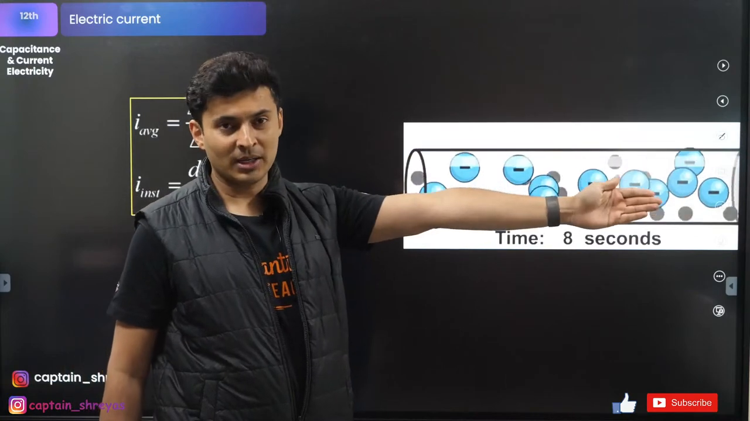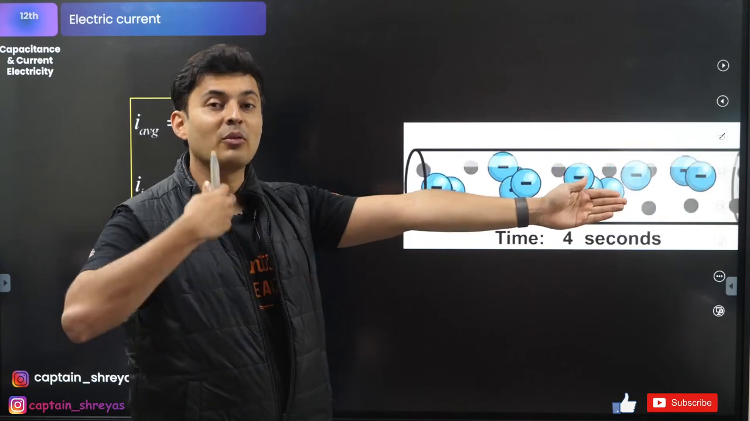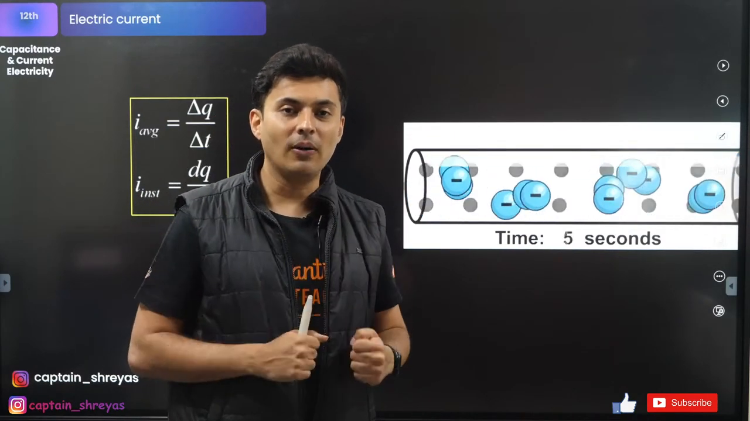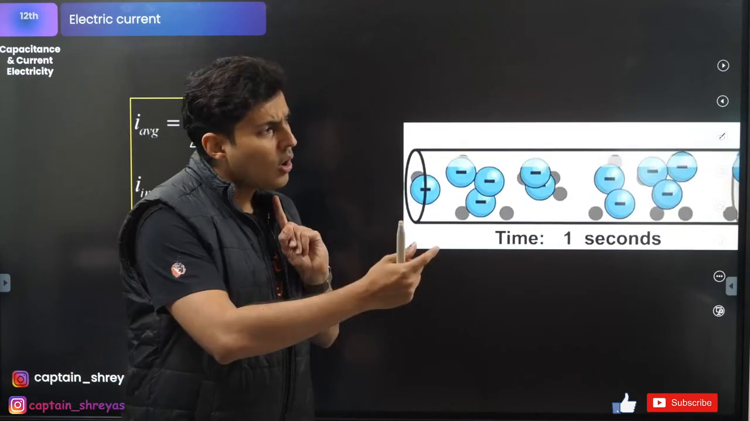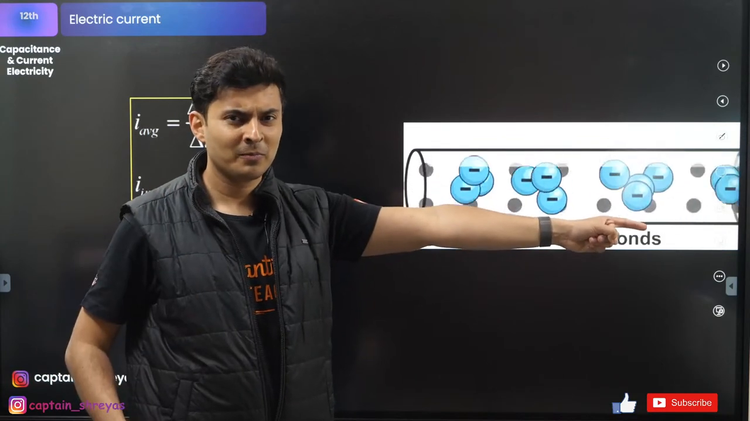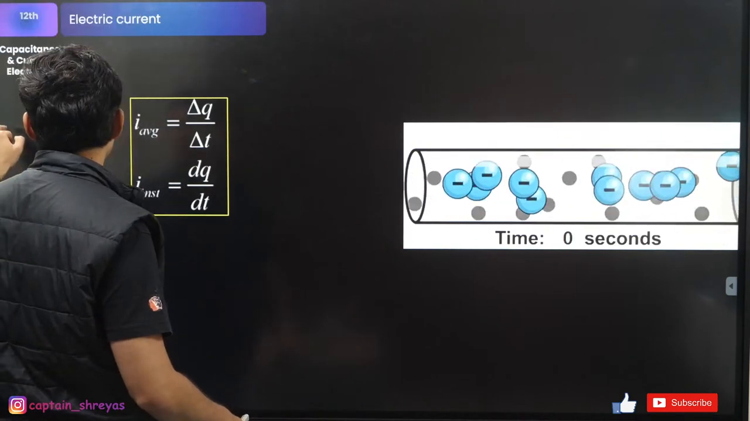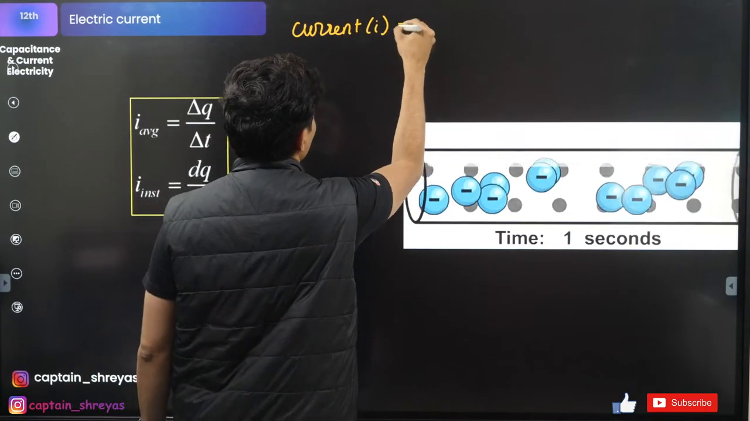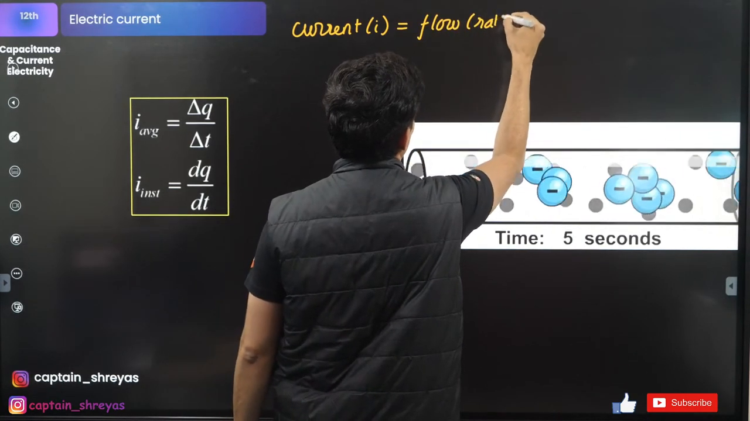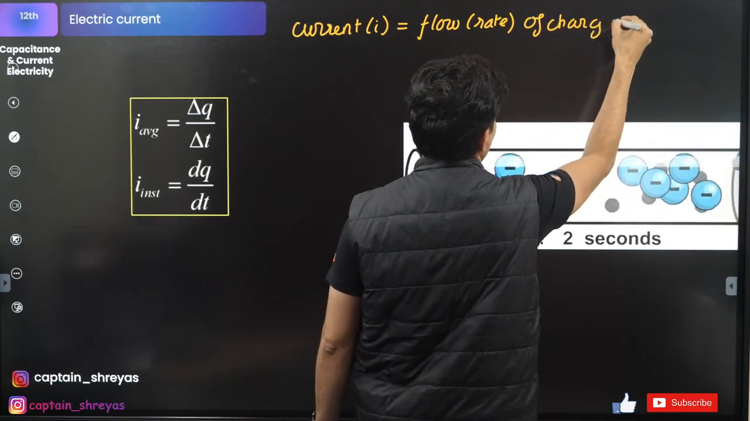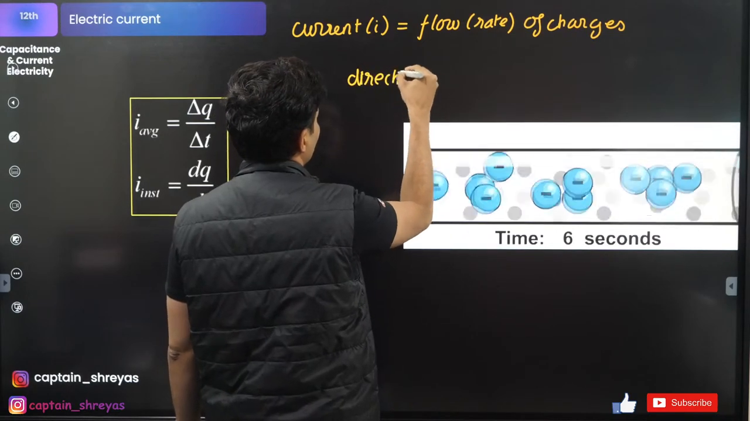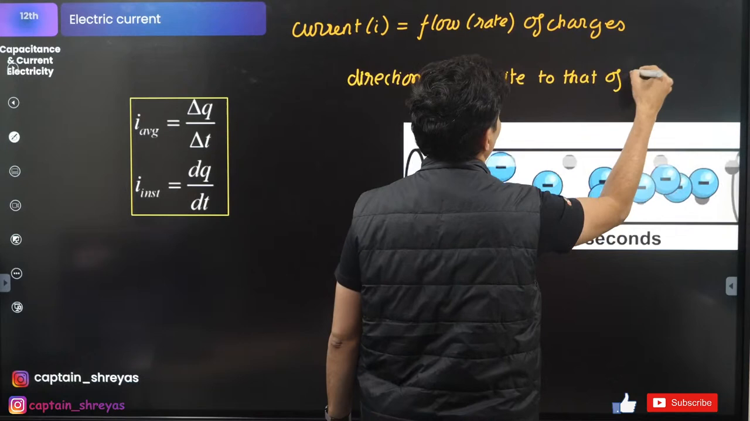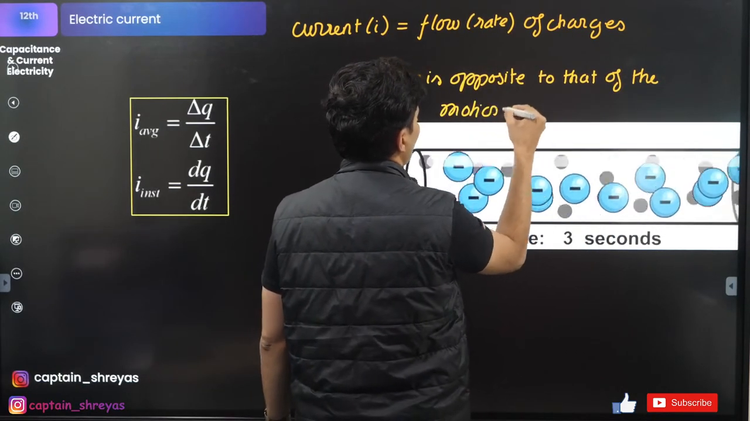If the negative charges go this way, the flow of positive charges is the exact opposite way, which is also the conventional historic direction of current. So whenever I say current is flowing, I'm referring to the opposite direction of the flow of the electrons because they are negatively charged. Okay, so let me just mention that over here. Current is nothing but the flow of electric charge. So the current, the symbol is I, is nothing but the flow rate of charges and the direction is opposite to that of the motion of electrons.